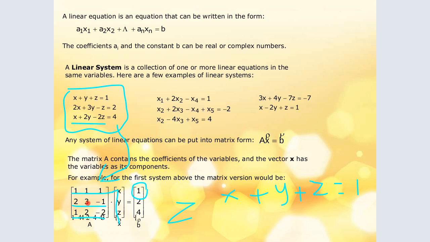For the second case, we are going to have 2 multiplied by x. It is going to be 2x. Then we are adding 3 times y. It's going to be 3y.